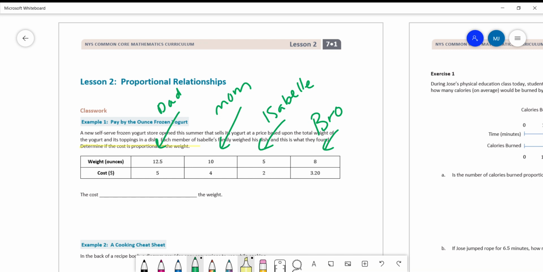So pause your video for a minute. I want you to work with those numbers that you see in this table and see if you can figure out whether or not you think that everybody's paying the same amount per ounce.